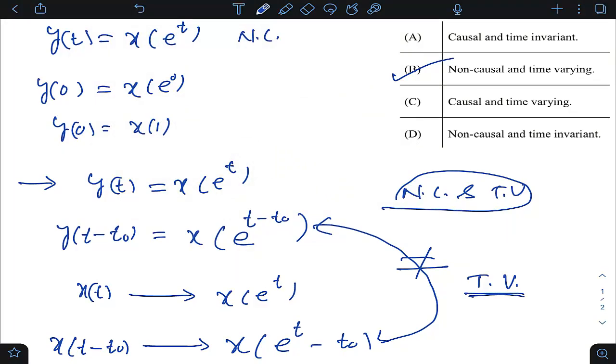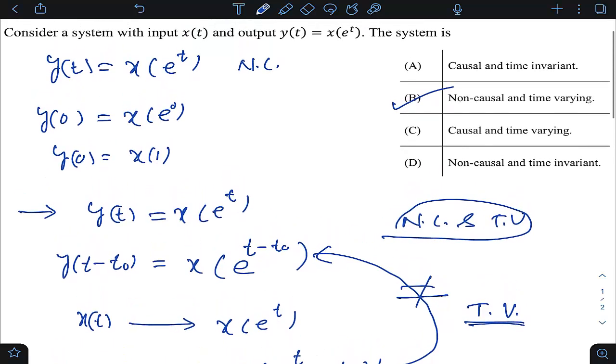Very simple, straightforward PET model question of GATE exams. Because the present output depends on future inputs, it is non-causal, and the delayed output is not equal to the output because of delayed inputs, so it is a time variant system. So the answer is the non-causal and time varying option.